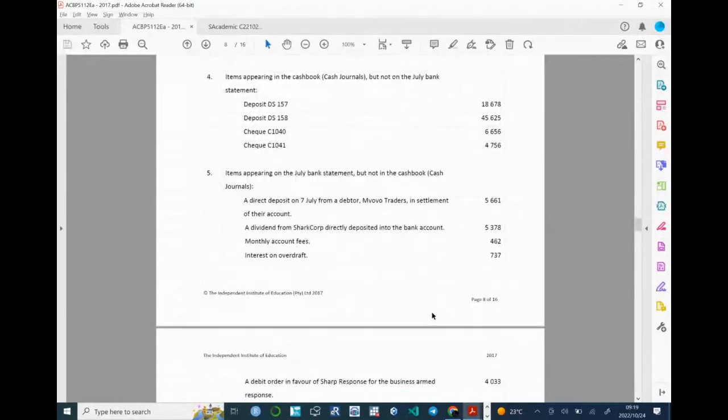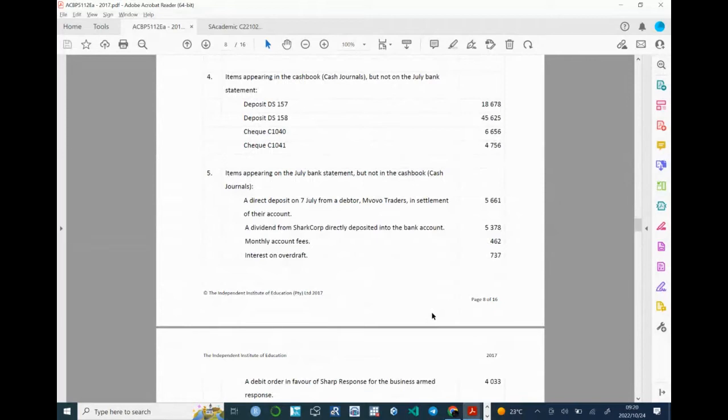Now, items appearing in the cash book, all right, but not in the July bank statement. Okay, so we've got two deposits. That means people have put money in. Appearing in the cash book, that means we've received money, all right, but for some reason the bank hasn't yet recorded this in July. So it needs to go to the bank record. All these items actually need to go to the bank record. But that's money coming in, the first two.